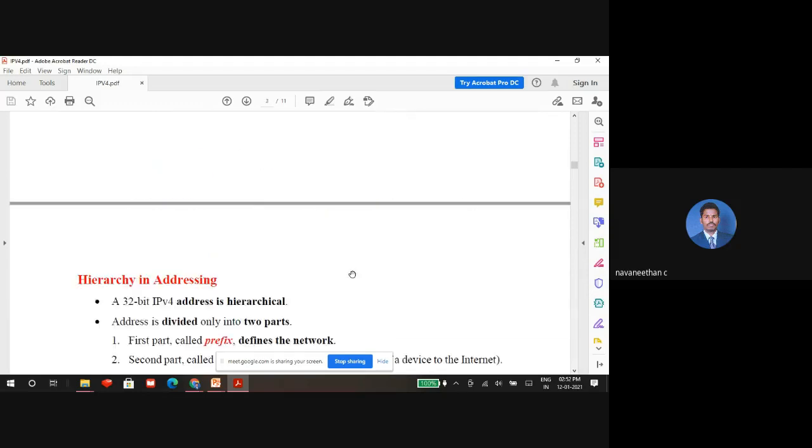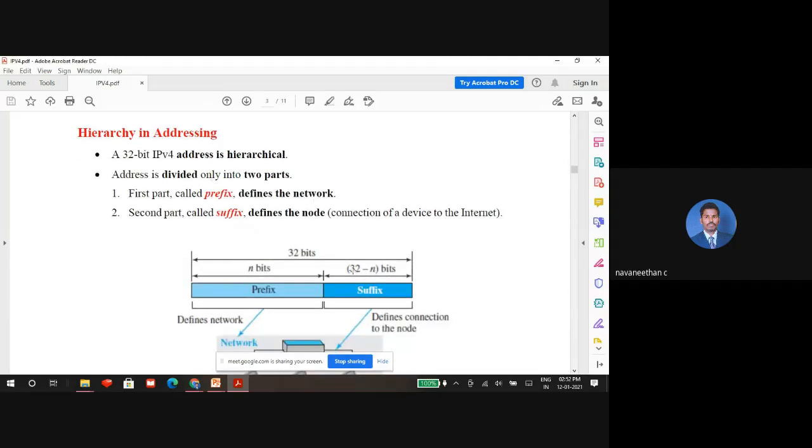Fine. Next one is the hierarchy, which we might have known. Here we have two different types of hierarchy: net ID and host ID. For subnetting, instead of two hierarchies, we prefer three, and that's why we prefer subnetting. Now initially we are going for the hierarchy. The first part is called the prefix, whereas the second part is called the suffix.